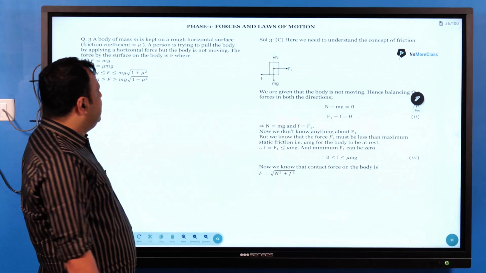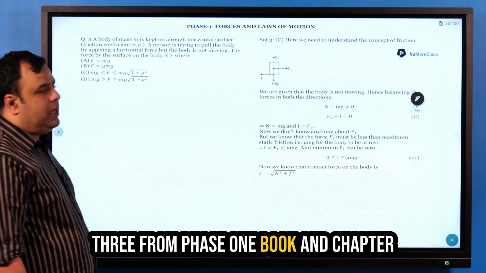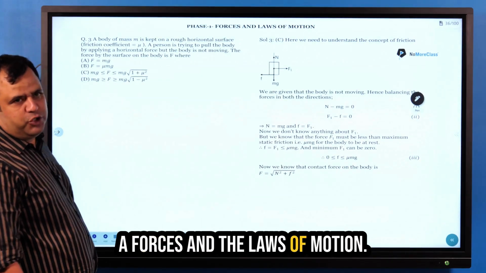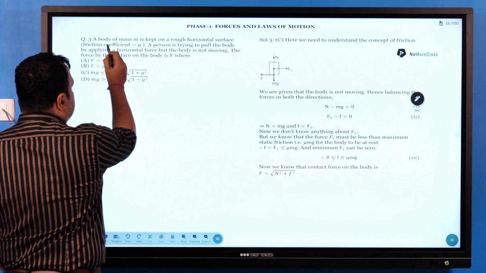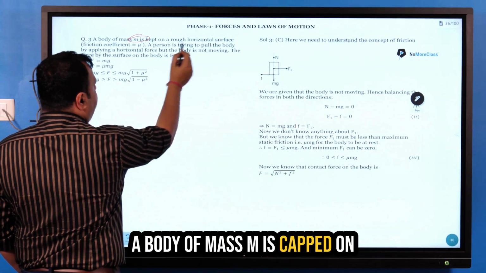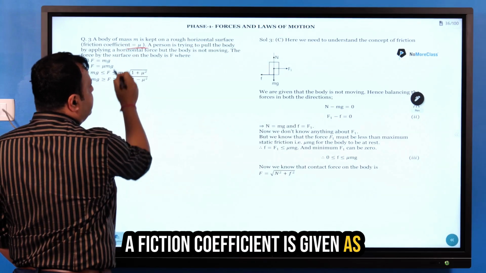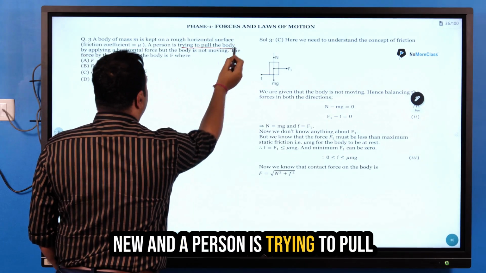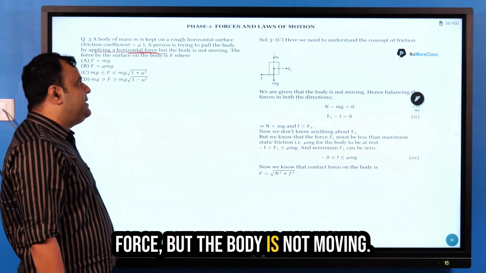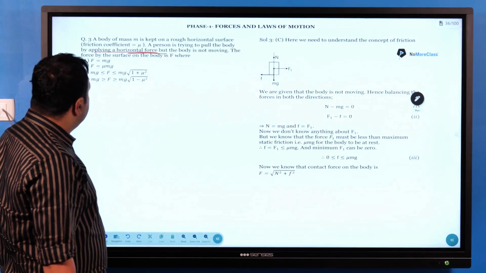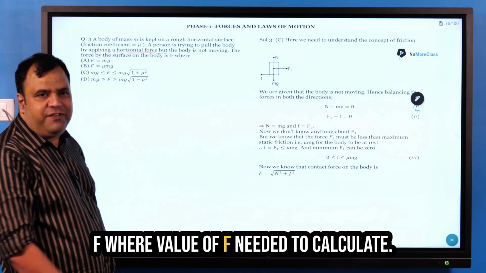Hello. Now we'll be solving question number 3 from the Phase 1 book, and the chapter is Forces and the Laws of Motion. So let's read the question. A body of mass m is kept on a rough horizontal surface. The friction coefficient is given as mu, and a person is trying to pull the body by applying a horizontal force, but the body is not moving. The force by the surface on the body is F, whose value needs to be calculated.